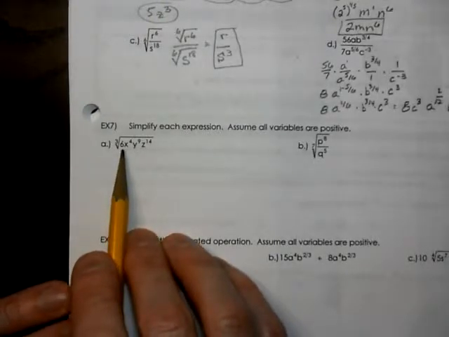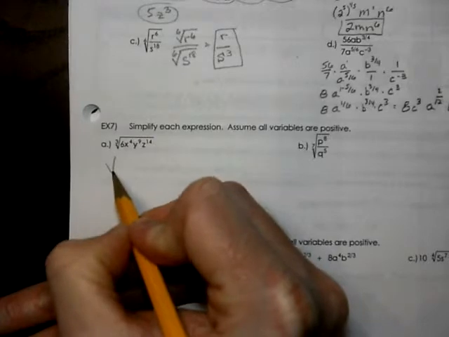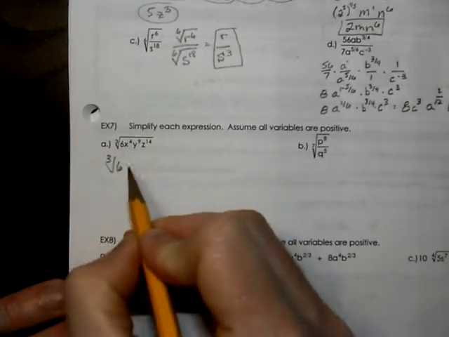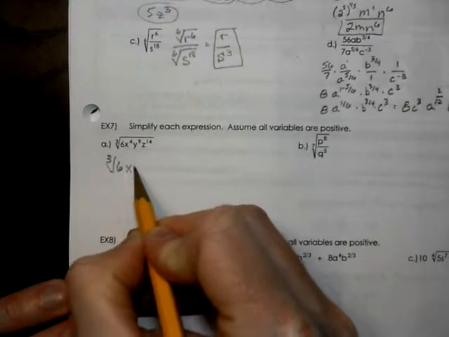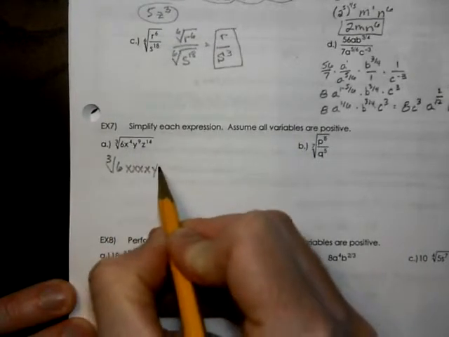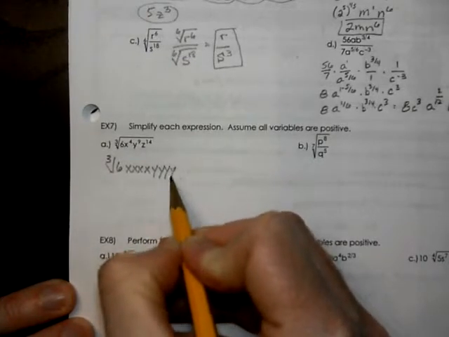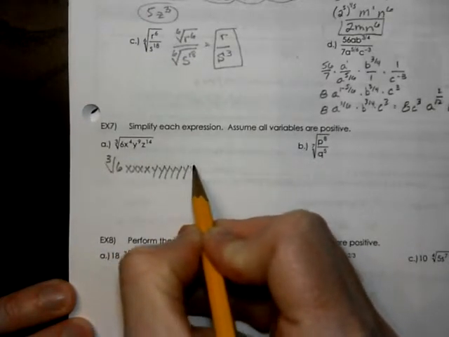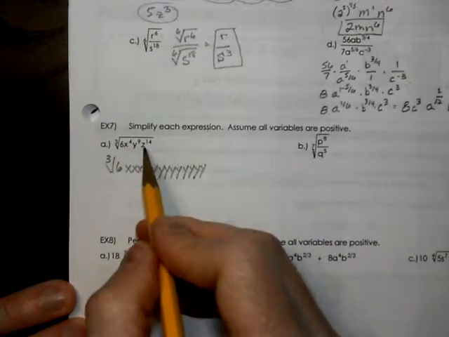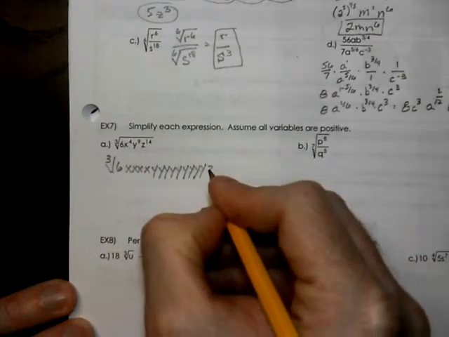So we're just going to simplify away here. This is the cubed root. So we're looking for 3 of a kind. So here we have 4 x's. Here we have 9 y's. Here we have 14 z's.